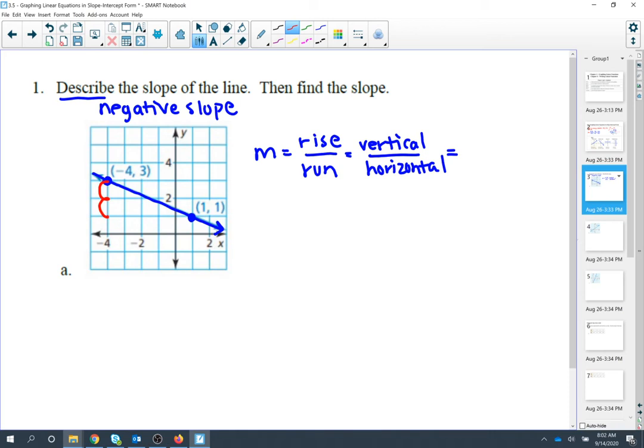And you kind of go until you line it up with this point. Well, if I'm going down 1, 2, that's -2. Then I'm going to run 1, 2, 3, 4, 5, and I ran in the positive direction, so that's +5, which means the slope of this line is -2/5. And then if you take a look, you described it as negative.